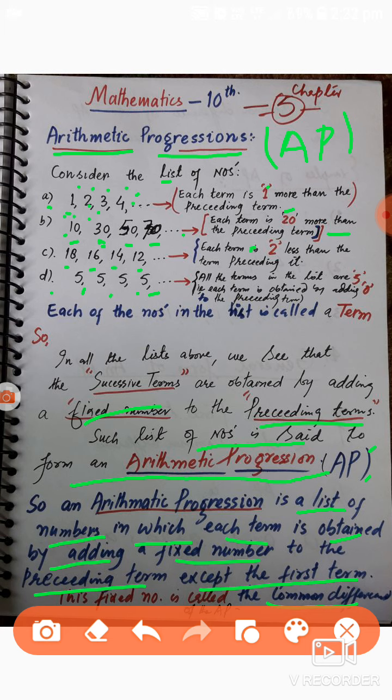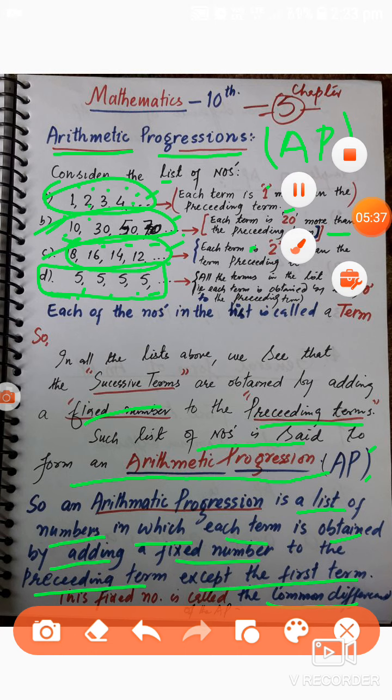If an AP has a positive common difference, we call it an increasing AP. If the AP has a negative common difference, we call it a decreasing AP. If the common difference is 0, then we call it a constant AP. So the fourth case, part D, is a constant AP. The first case is an increasing AP. Similarly, part B is also an increasing AP. List C is a decreasing AP, in which the common difference is -2.